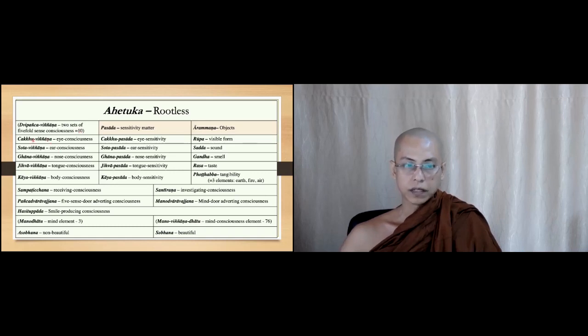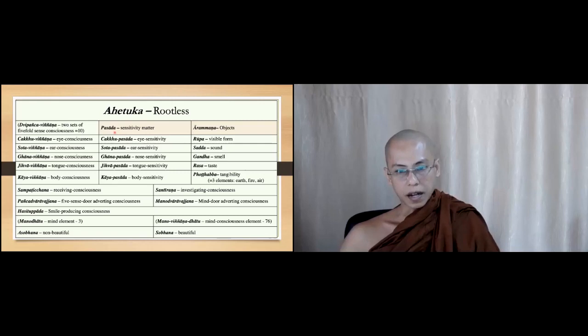Here: cakkhu-vinnana, sota-vinnana, ghana-vinnana, jivha-vinnana, kaya-vinnana. These are the five-fold sense consciousness, and they have two sets each. We will understand this when we study ahetuka citta in detail. For this lesson, we just need to know the terms and translations.